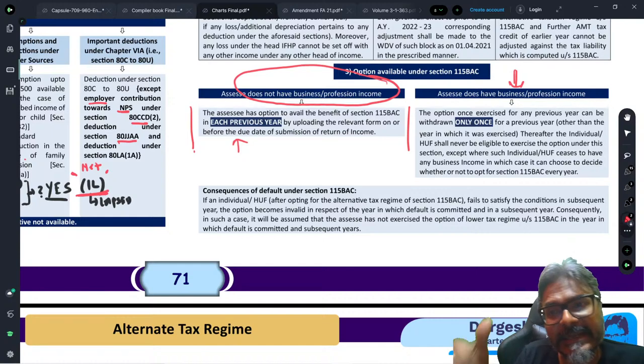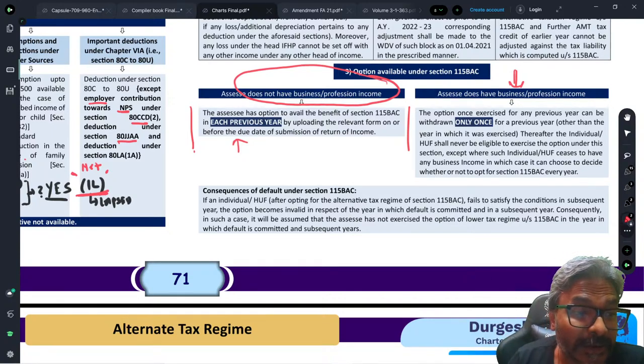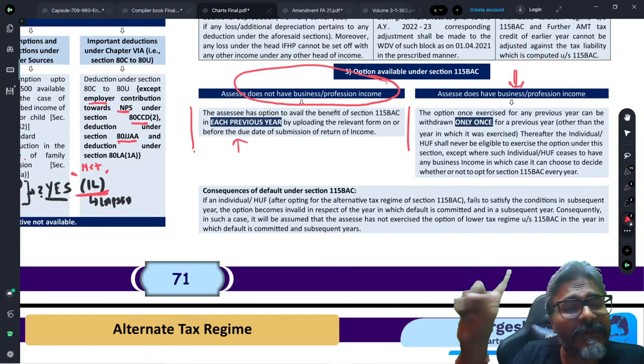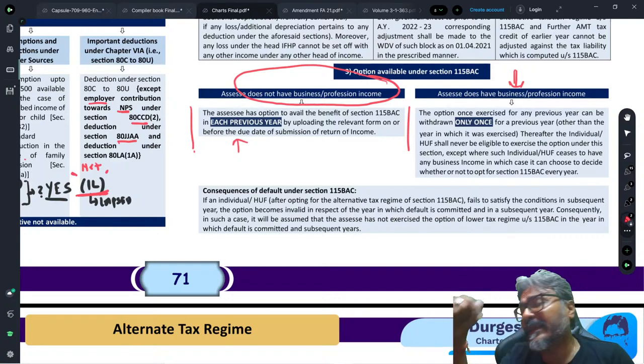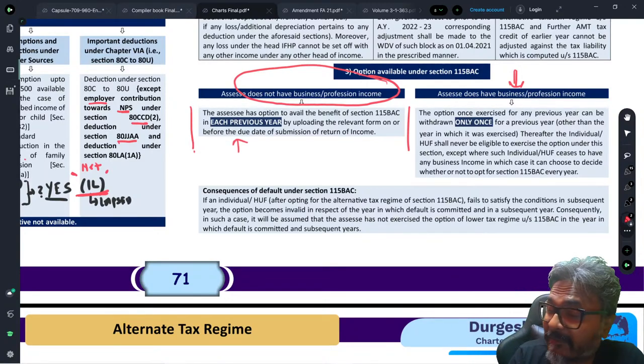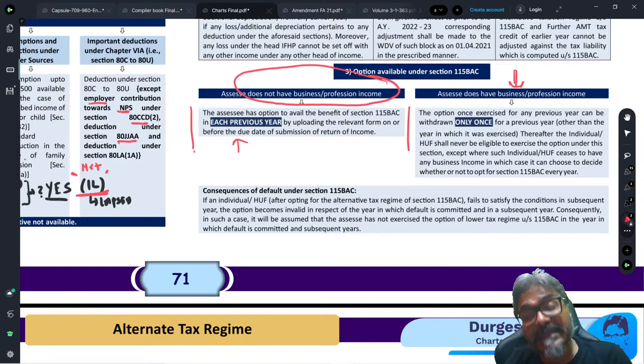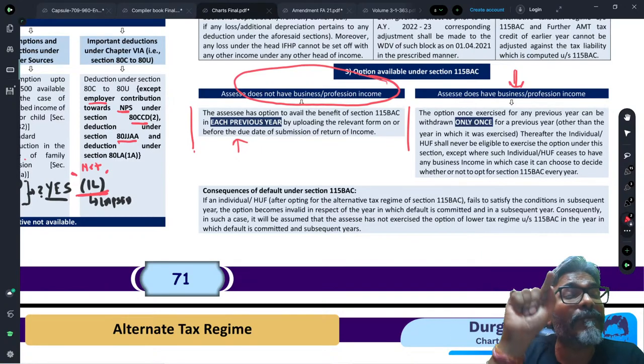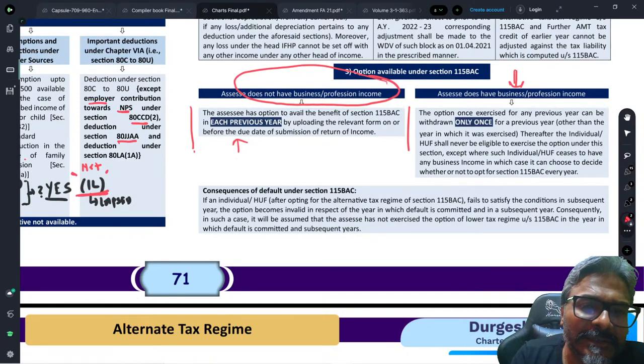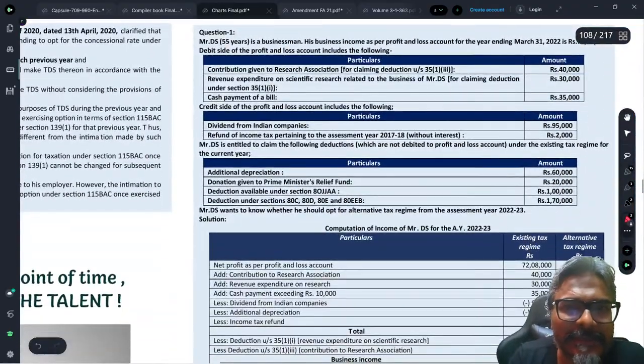So only once they can opt out, students, in this case. Please understand, 115 BAB and 115 BAA, once you opt in, there can never be an opt out. But for individual students, when they have got a business income, once they have opted in for 115 BAC, once in their lifetime, they can opt out. This exactly is the point, students.